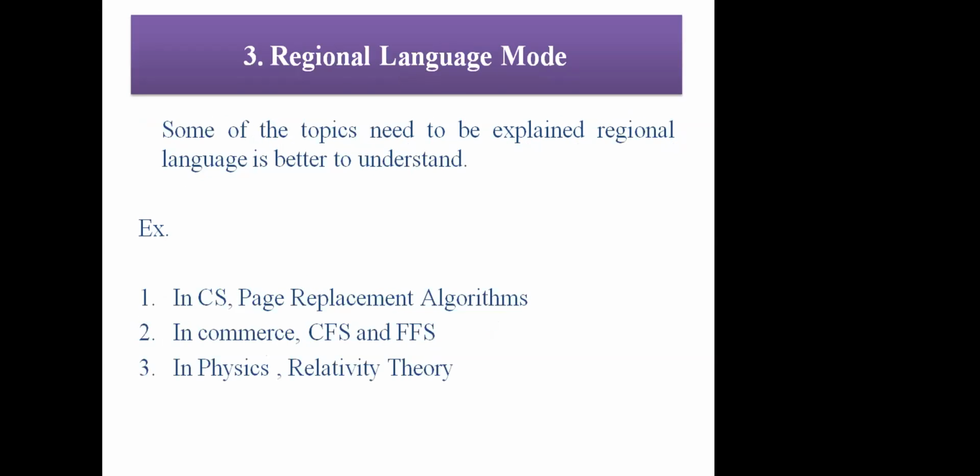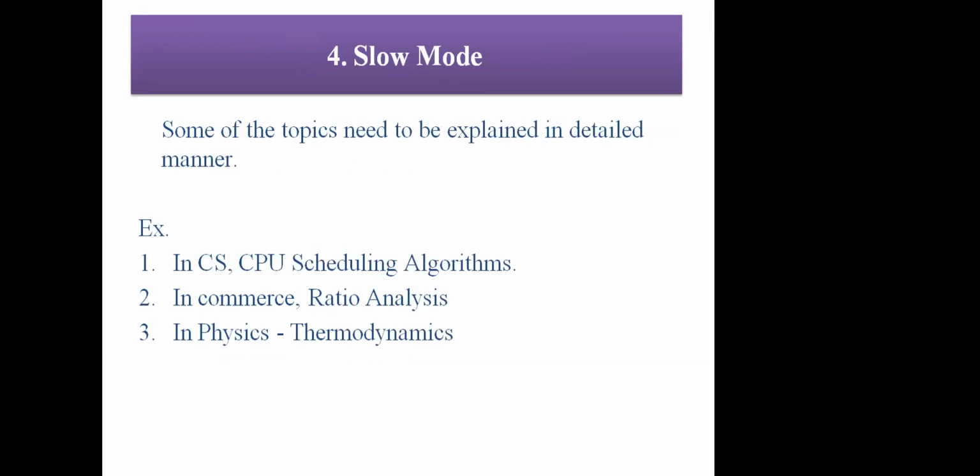And the third one is the regional language mode. That means some of the topics are better understood when explained in the regional language. For example, in computer science, page replacement is a tough one, so students want to take the topic in the Tamil language. Also in commerce, cash flow and fund flow is a tough one, so the students want to take the topic in Tamil. In physics, relativity theory is a tough one, so students want to take the topic in Tamil. So if the concept is very tough at the moment, students want to take the topic in the regional language. That's a type of question pattern.